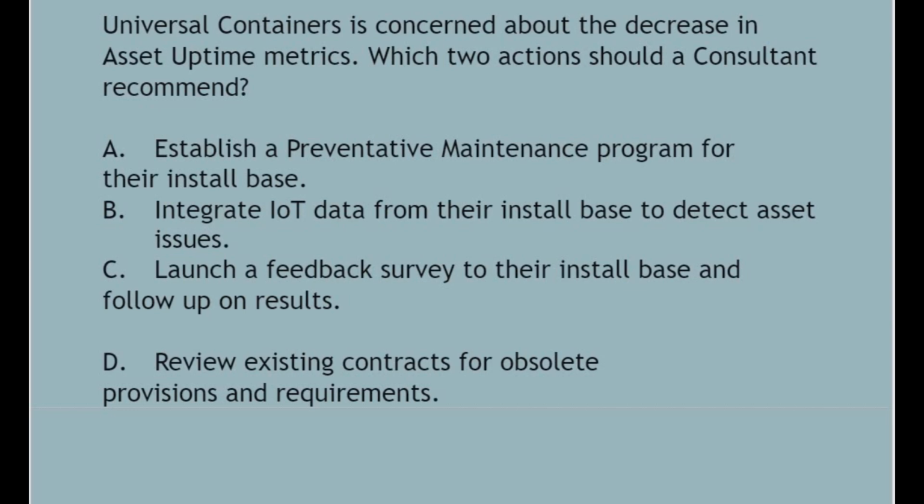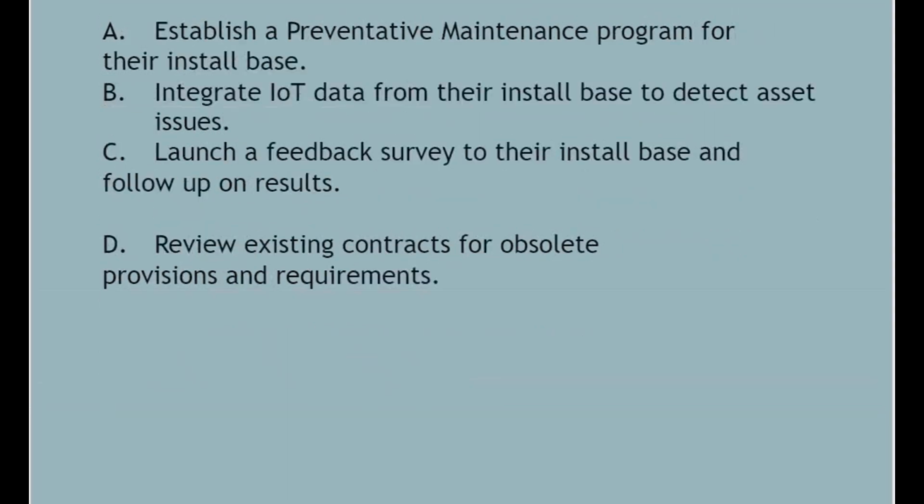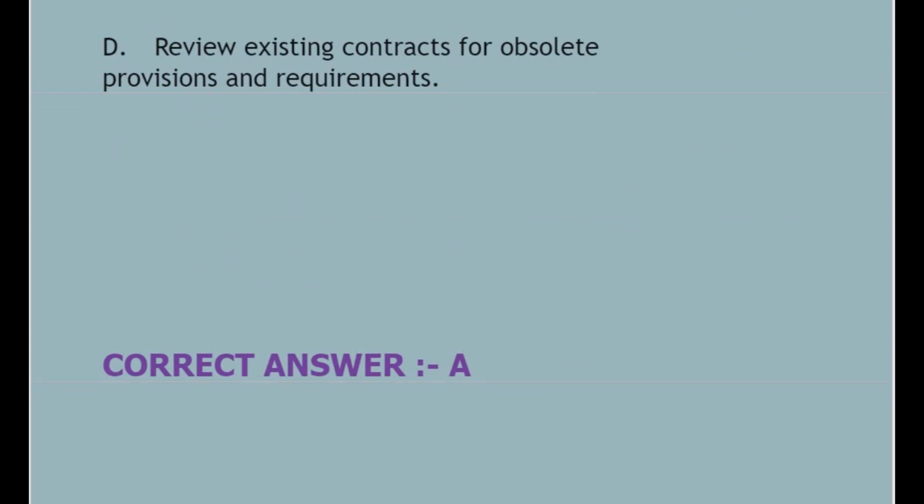Option C. Launch a feedback survey to their install base and follow up on results. Option D. Review existing contracts for obsolete provisions and requirements. Correct answer is option A.